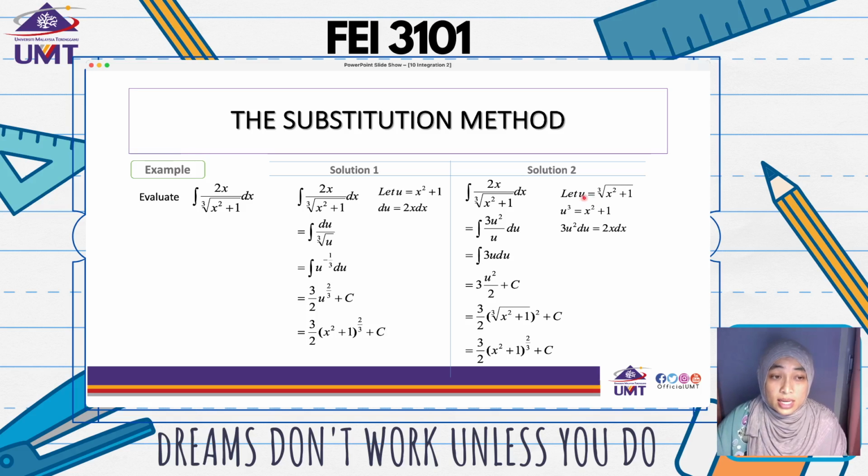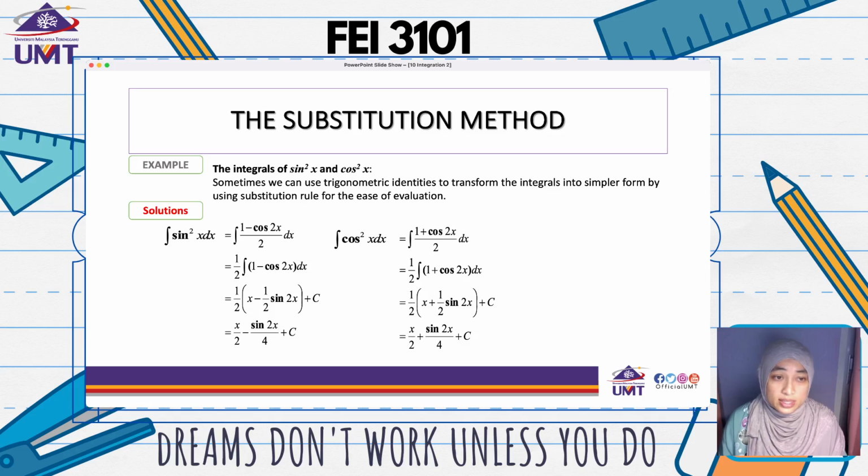Another solution is to let u equal this whole thing. Yes, you can definitely do it. Find the solution from this: u cubed equals x squared plus 1, and 3u squared du equals 2x dx. Substitute it all together and you will get this answer, 3u to the power of 2 over 2 plus c. Don't forget to substitute it back. At the end of the day, you'll get the same answer from solution 1 and solution 2. So both ways are correct.